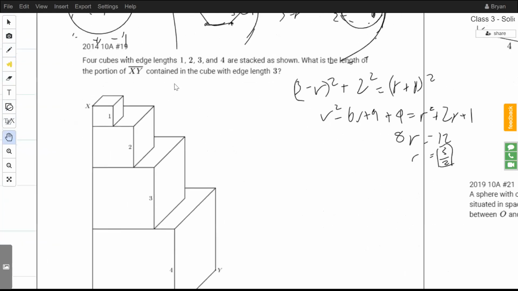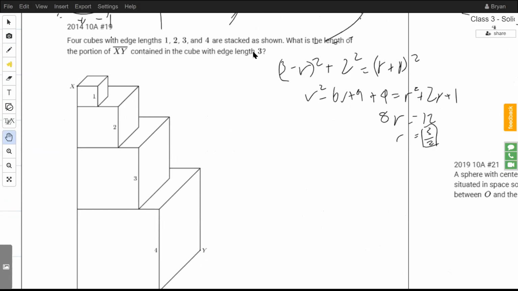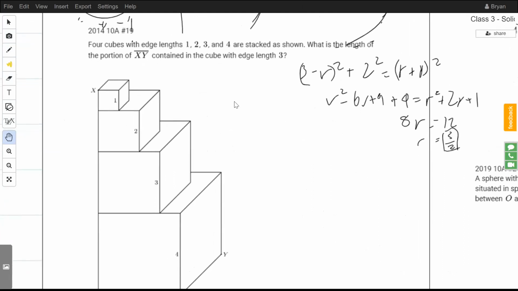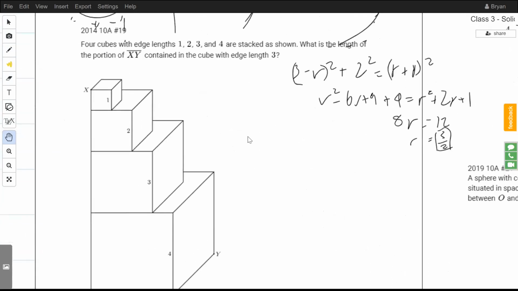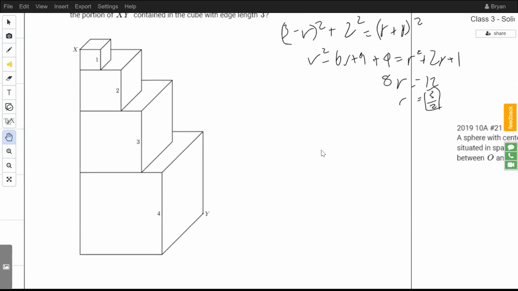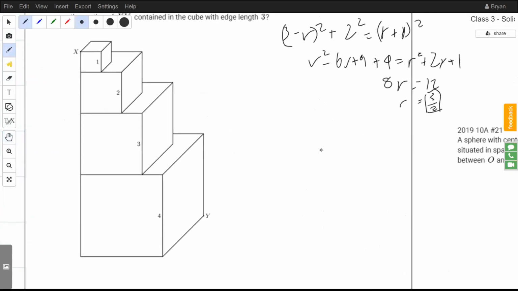Another cross-section problem. 4 cubes with edges of length 1, 2, 3, 4 are stacked like this. What is the length of the portion xy contained in the cube with edge length 3? Now, there's really no great way to do this directly with the diagram we have, as it's hard to imagine what this line is going to be like and what it passes through. If you think about it, this is what xy is. It's just a bit more straight, but you get the idea, right?